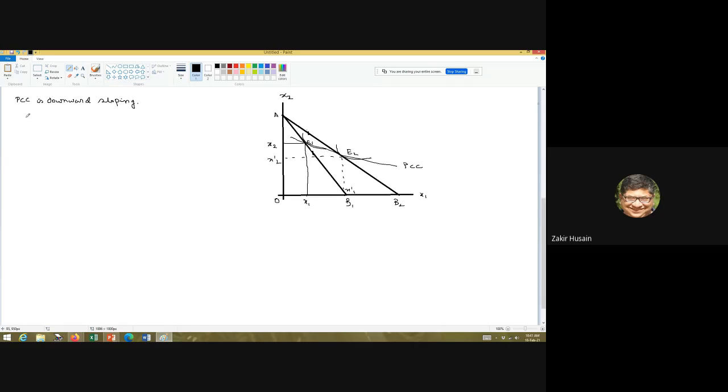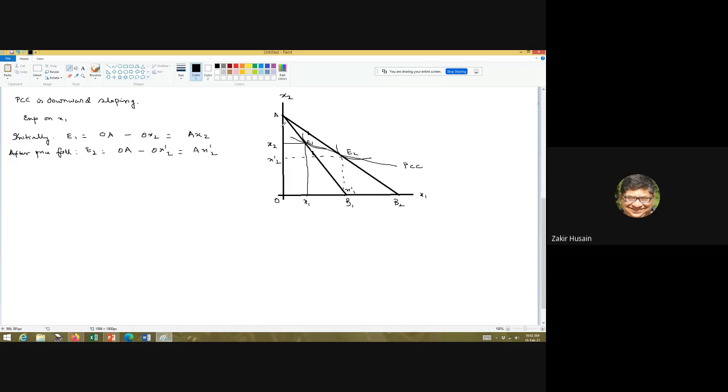Acha, what happens to expenditure on X1? Okay, initially E1 is, what is the income? Income is OA minus OX2, which is simply AX2. After price fall, your expenditure now becomes OA minus OX prime 2, which is equal to this.